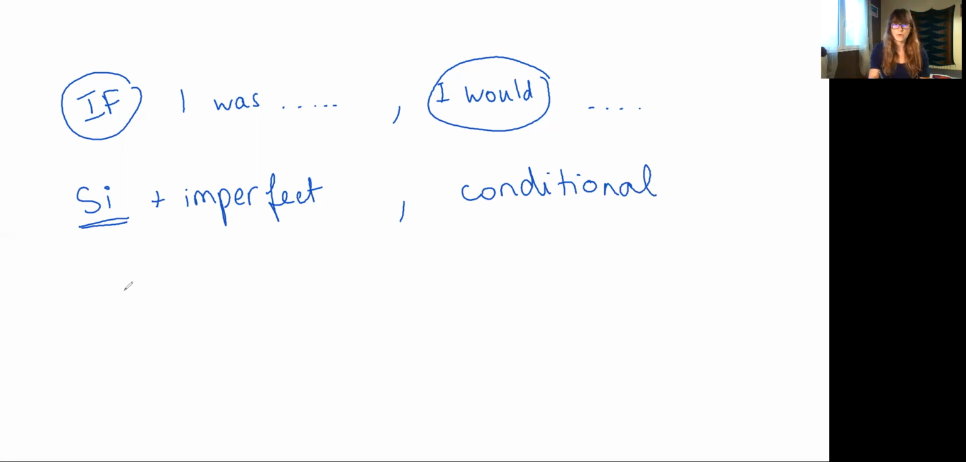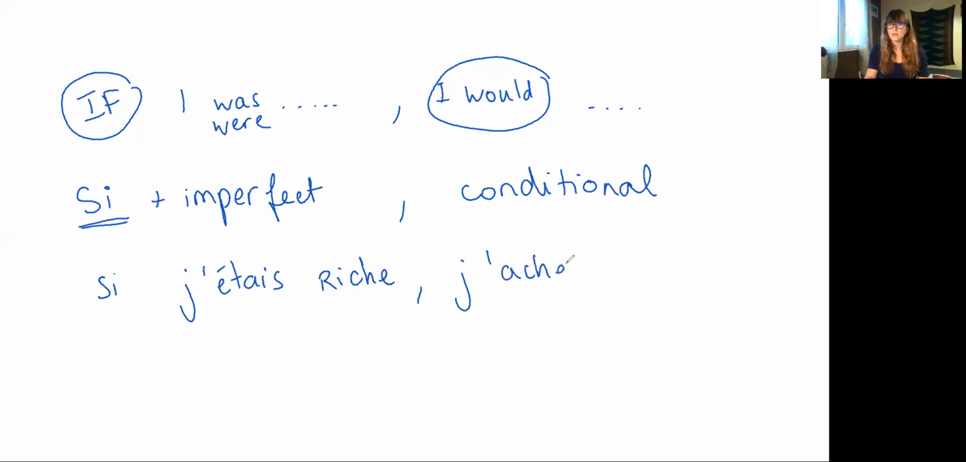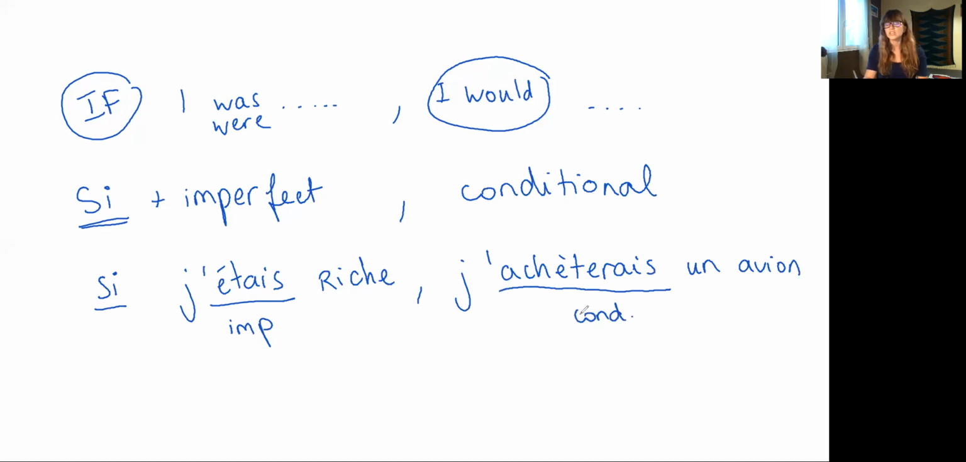So I give you an example. Si j'étais riche, if I were rich, j'achèterais un avion. I would buy a plane. Okay, if I were rich, I would buy a plane. So si j'étais, here you have your si, here you have your imperfect, and then here your conditional. Okay, so si j'étais riche, j'achèterais un avion.